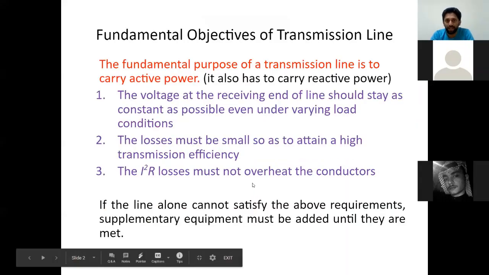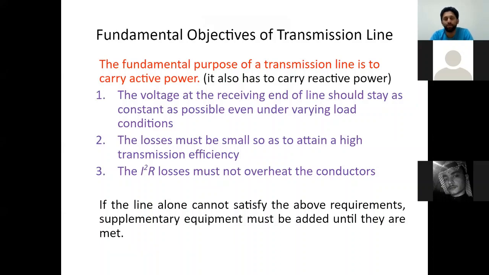In the design of a transmission line, as we discussed, we have to consider three important points. First, the voltage at the receiving end should not vary too much. It must be within a 10% change. Then the losses must be small, and therefore you will get higher efficiency. Basically, you need to get a reduced current. If current is less, losses will be less.